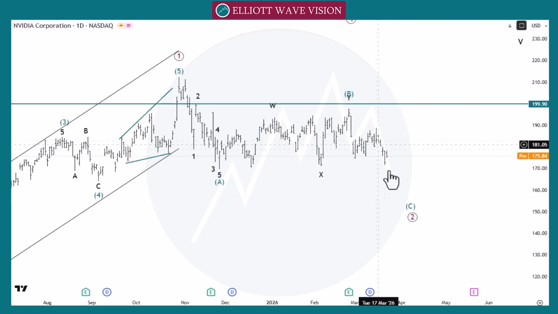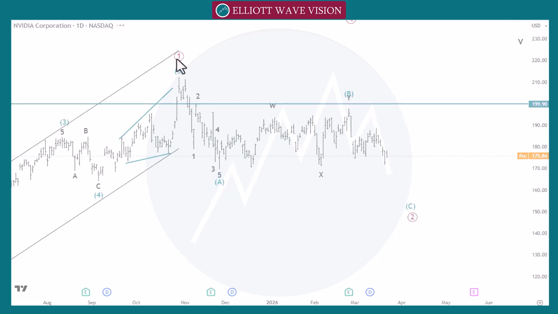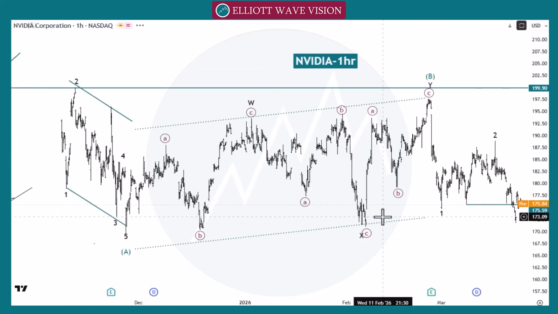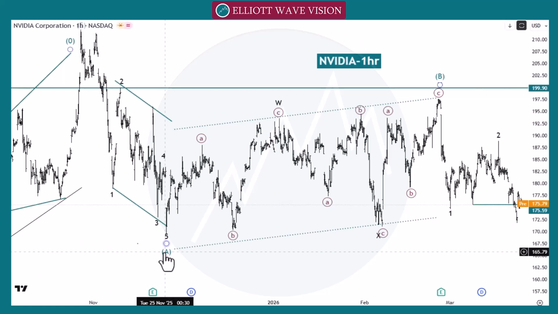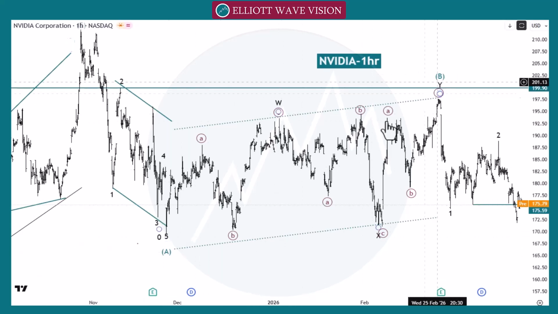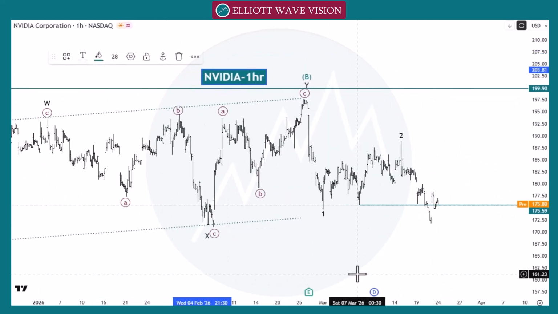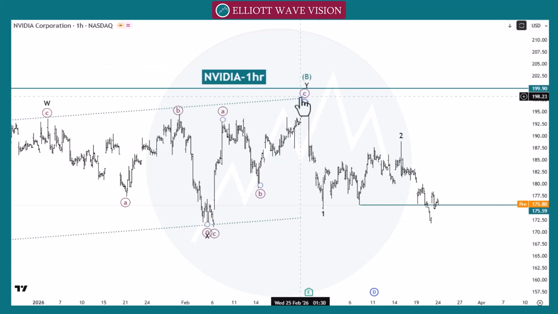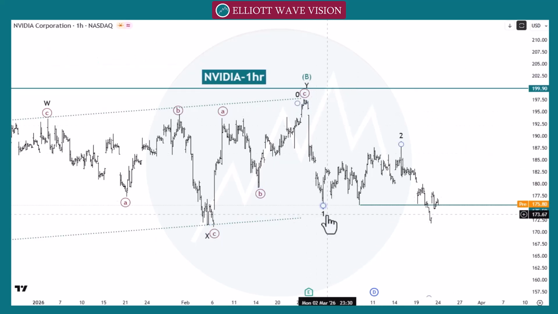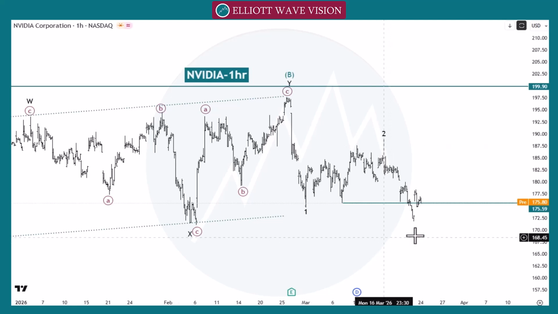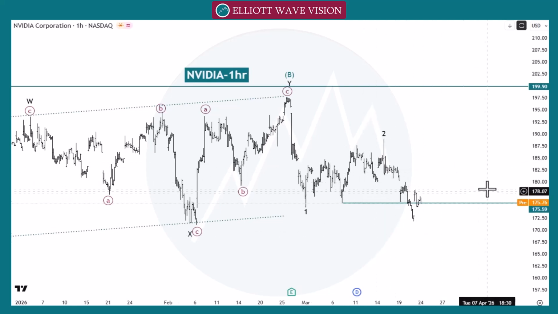So let's check the possibility in 1 hour time frame. In 1 hour time frame, after this wave A, we count this move as a green wave B like W, X, and Y. So after this green wave B, the market gives us this proper impulsive move like 1, 2, 3, 4, and wave 5. Then A, B, and C, W, X, A, B, and C, Y. So the market gives us this pattern below this 180.